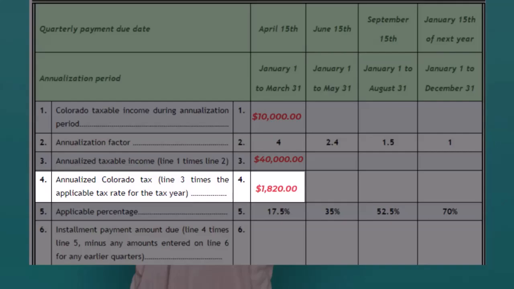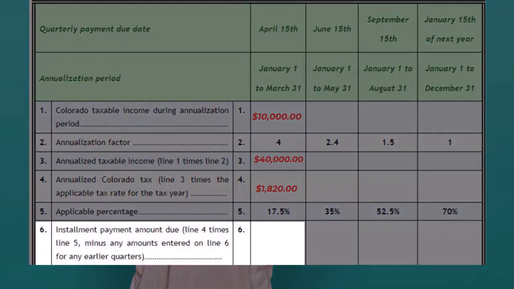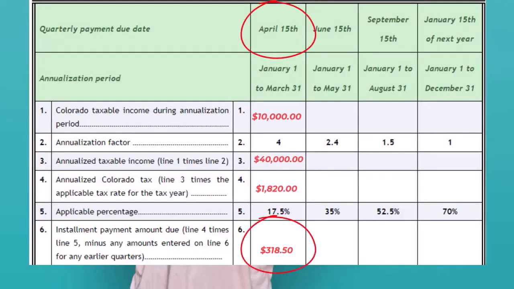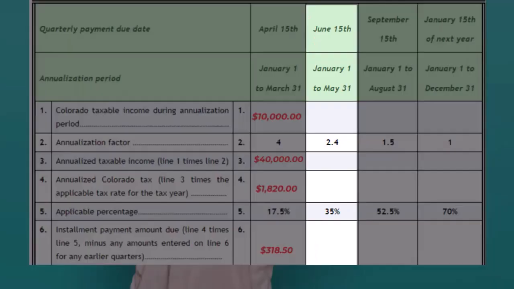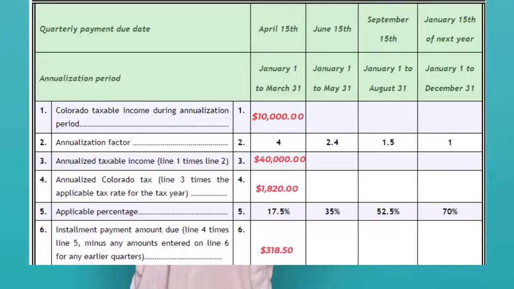$40,000 times 4.55% equals $1,820. Line 6 is the amount on line 4 multiplied by line 5. $1,820 times 17.5% equals $318.50. This would be the payment due on April 15th. You would then calculate each column in the same order, giving you each quarterly payment due.